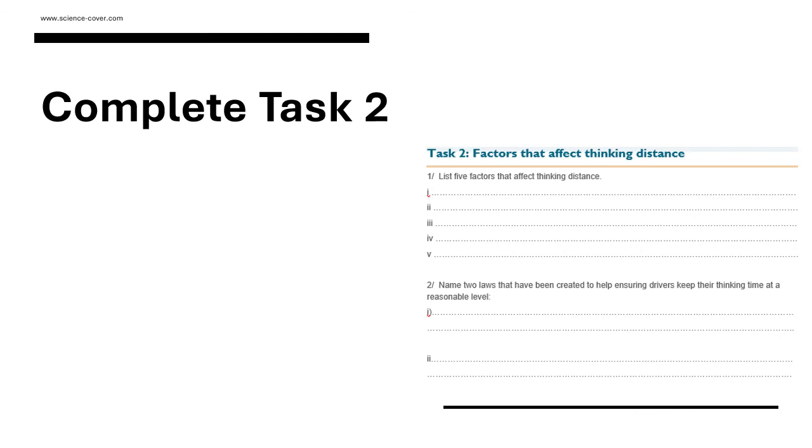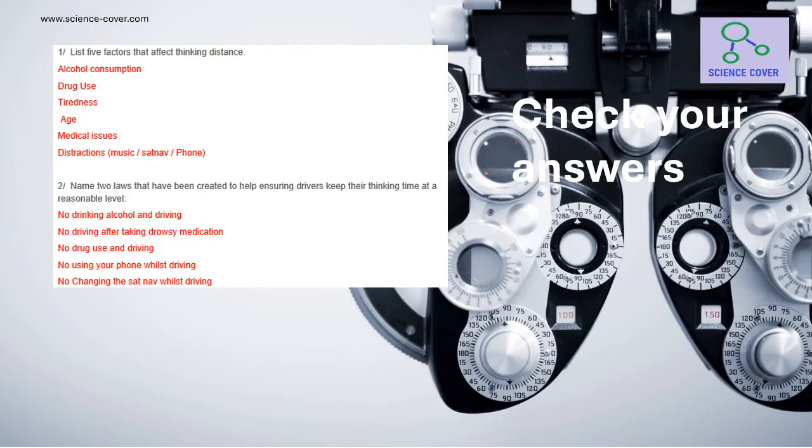Pause the video now and complete task 2. Let's check our answers. List 5 factors that affect the thinking distance. You could have selected alcohol consumption, drug use, tiredness, age, medical issues, or any form of distraction, such as music, a sat-nav, or a phone.